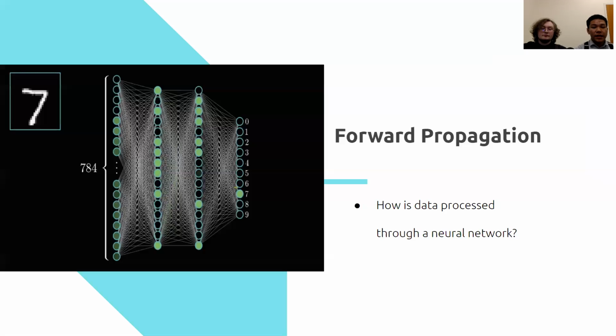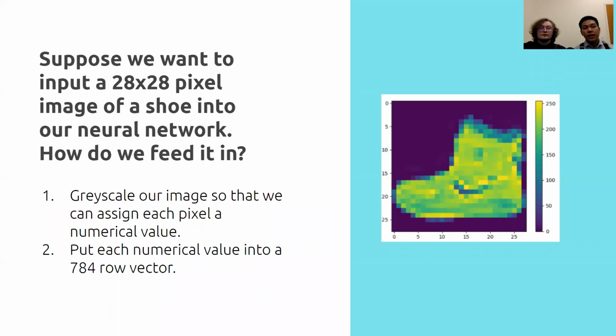So in this GIF on the left, we're going to be inputting the 7 into our input layer, and then we're going to move this data forward and then arrive at the output layer where we classify it as a 7. This is called forward propagation. We're propagating our data forward. And now we're going to see how data is processed through a neural network. So suppose we want to input this 28 by 28 pixel image of a shoe into our neural network. How do we feed it in?